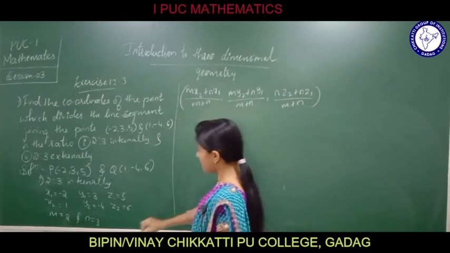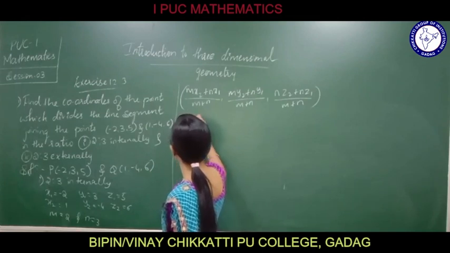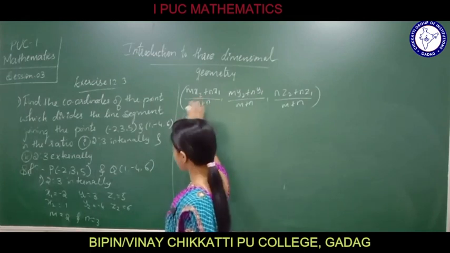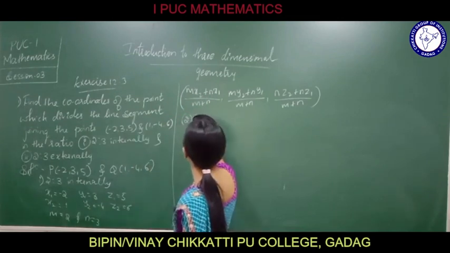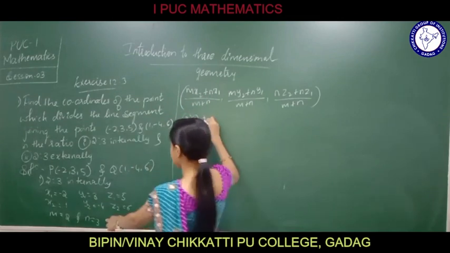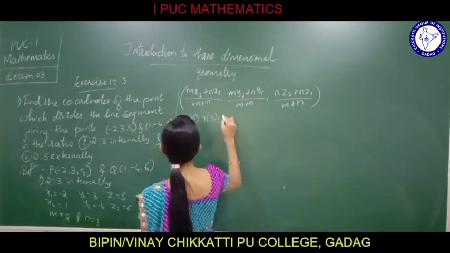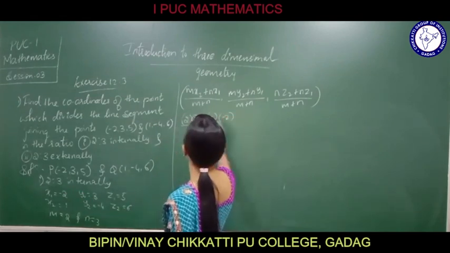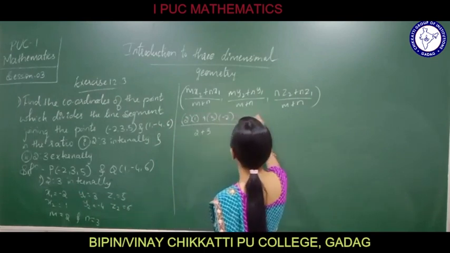So what is m here? We got m as 2. 2 into, what is x2? x2 is 1. 2 into 1 plus n, which is 3, and x1 is -2, divided by 2 plus 3. Next, 2 into, what is y2?